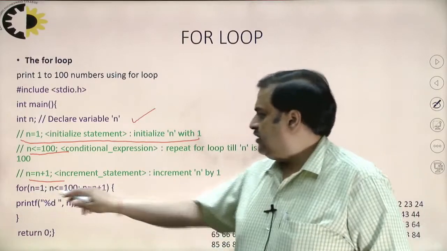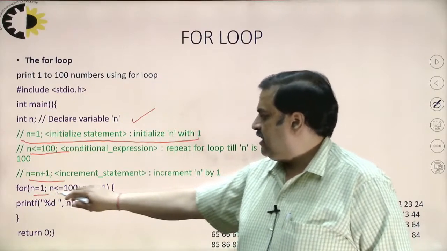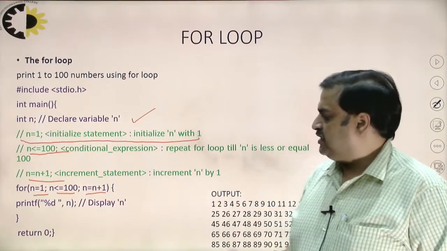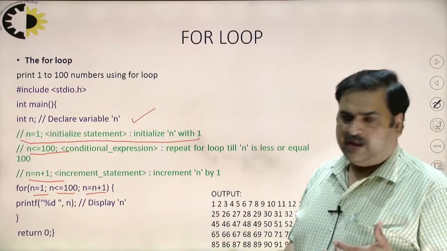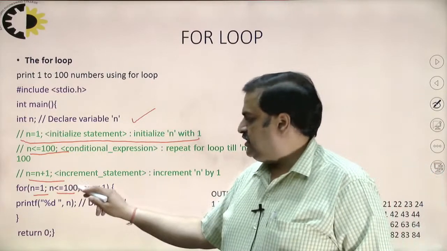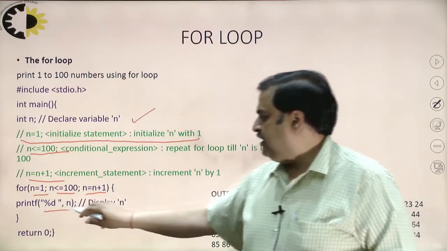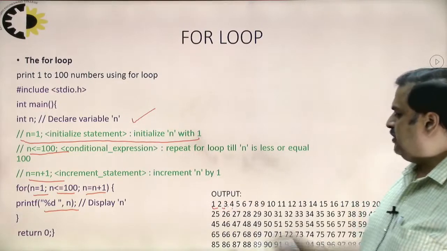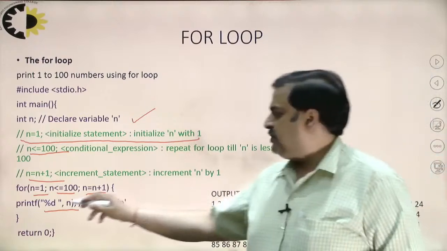Here we have written n equal to 1, that is initialization, n is less than or equal to 100, n is equal to n plus 1, that is we are incrementing the n value, and for every n we are printing that number. So you can see every number is being printed, 1 2 3 4 5 6 7 up to 100 we are printing.